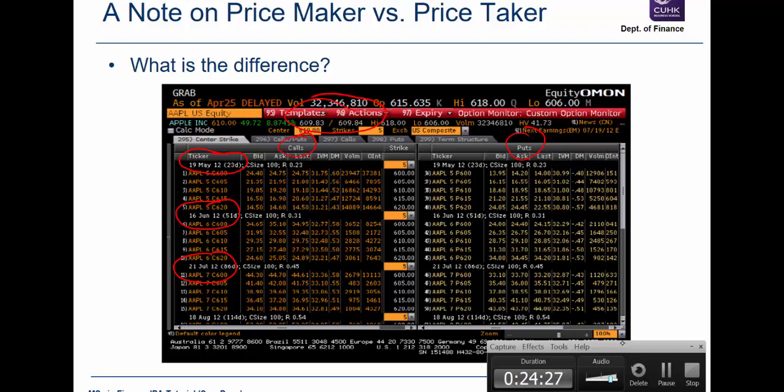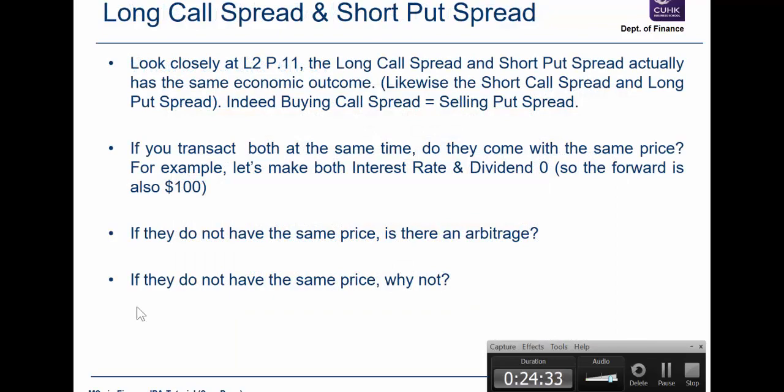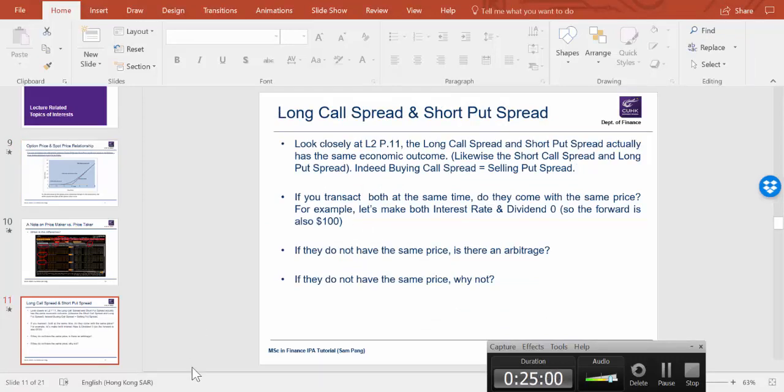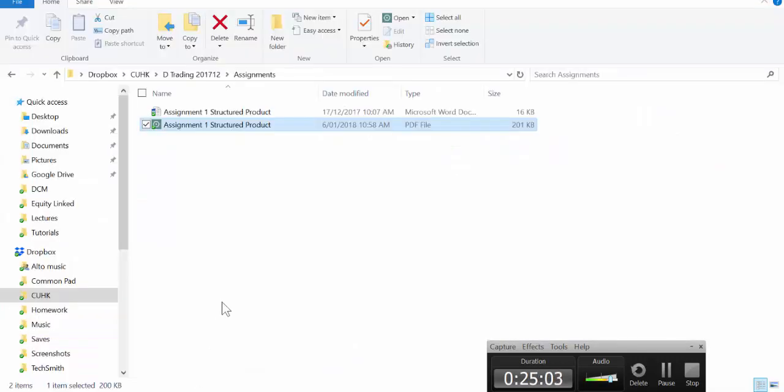Now, I want to share with you something else regarding the long call spread and short put spread. Now, this is a little brain teaser, and it's quite good training for you, even though this is 7 o'clock on a Saturday evening.